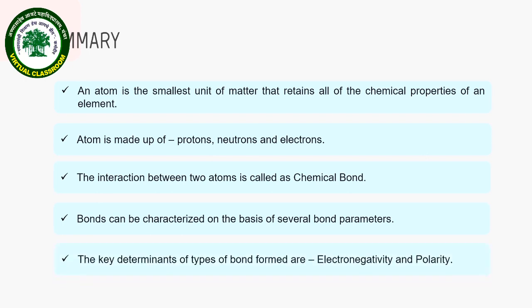The key determinants of the types of bond formed are electronegativity and polarity. Electronegativity is the degree to which an atom attracts an electron and holds it close, while polarity is the separation of charges.